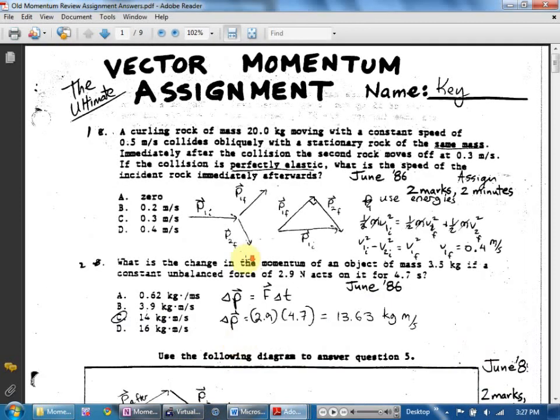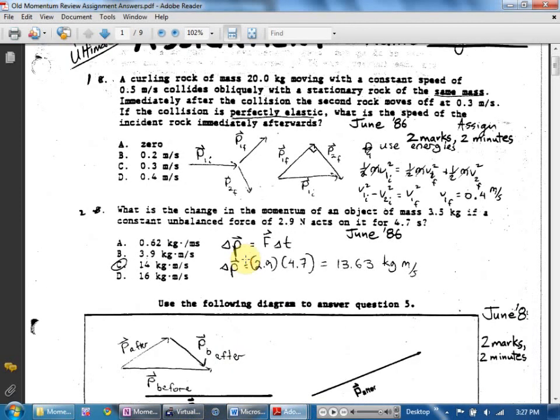2.9 times 4.7. Okay. By the way, I skipped number 1. Number 1 is perfectly elastic, which means I know it's a right angle and I know the masses are identical, but that's overkill.